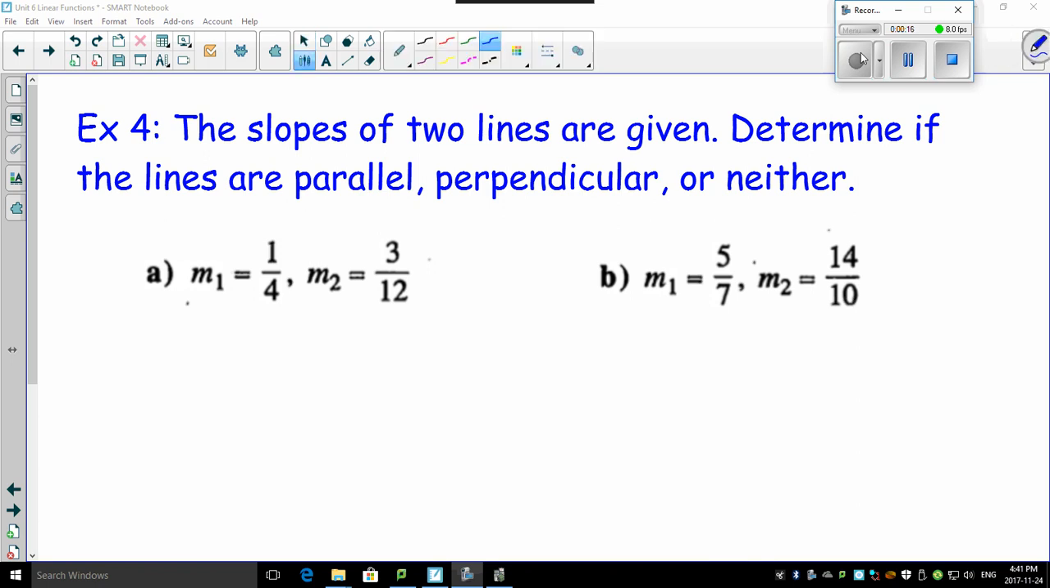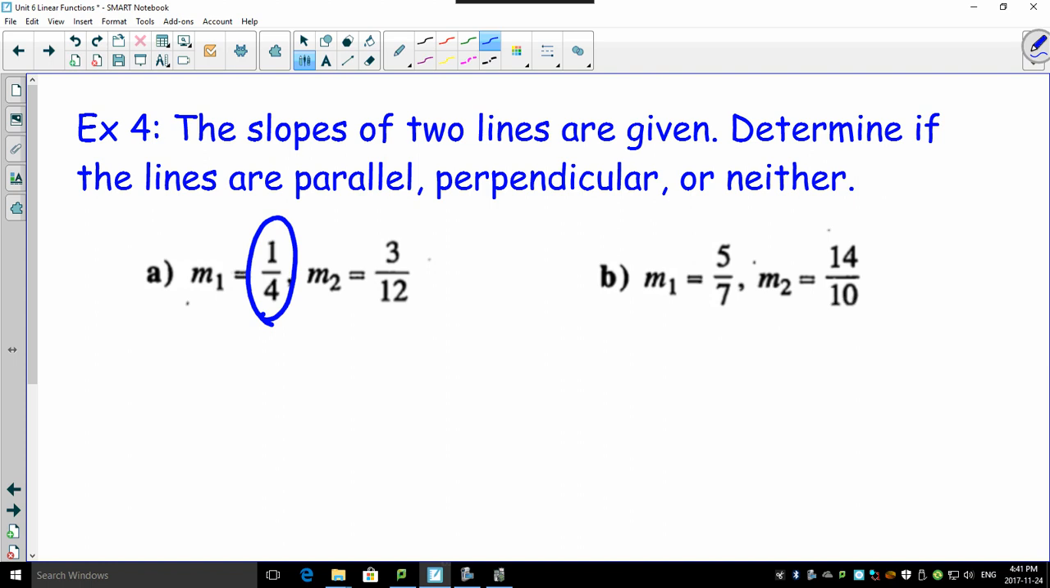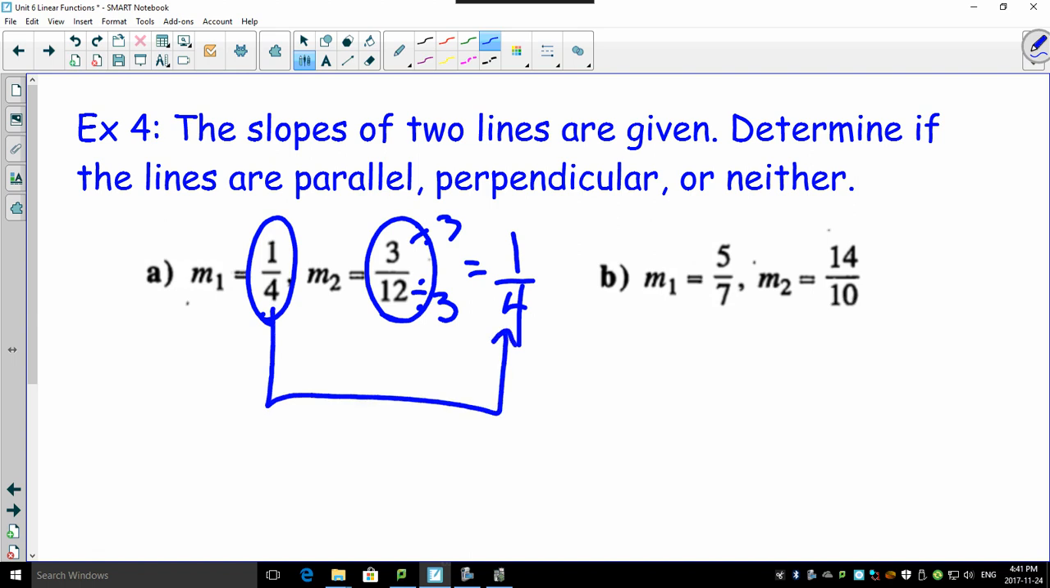Okay, here's our first one. That's 1 over 4. But look at this guy. Can't we reduce that? Can't we divide the top and the bottom by 3? If we do that, that gives me 1 over 4. So these two slopes are in fact the same. What does that tell you? Well, that tells you that the slope of line 1 is parallel to the slope of line 2. That's how it works. Easy peasy.